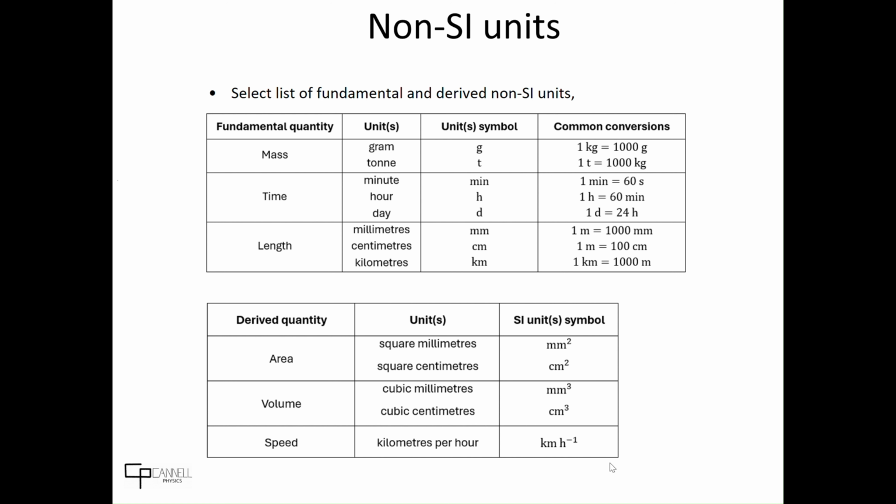And if we look at the table below with the select list of derived quantities and their non-SI units, we can see that speed is often quoted in kilometers per hour in physics problems, especially if it's something like a car or an airplane. But your job is to convert this into meters per second because that is the SI unit. And we will learn how to do that in future videos.